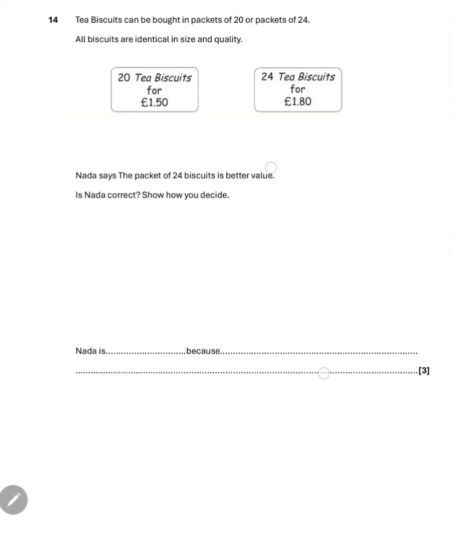Question 14, we've got some biscuits to be munched, and we're trying to find which is the best value. There's loads of ways again to do this. I'm just going to go for the bog standard way. On this left-hand side, we've got 20 biscuits, and they cost £1.50. I'm going to go bog standard, something that will work every time, and figure out what one biscuit costs. So to turn 20 into 1, I'm going to divide by 20.